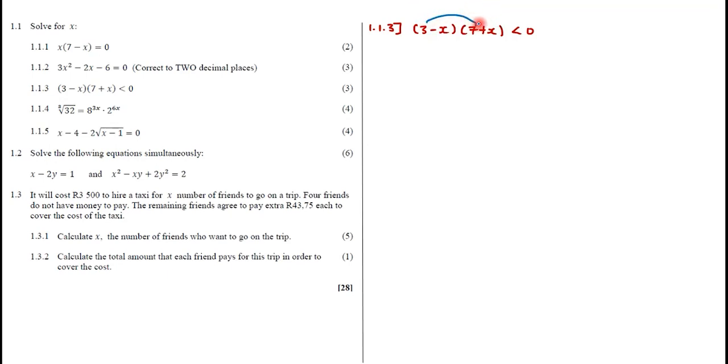So what does this mean? This means we need to multiply everything out first and then rearrange everything to make sure that x squared is positive.